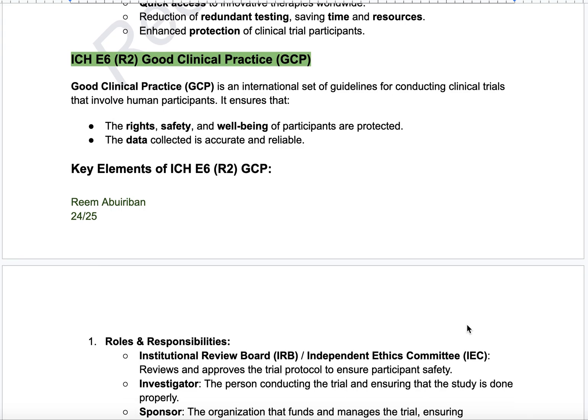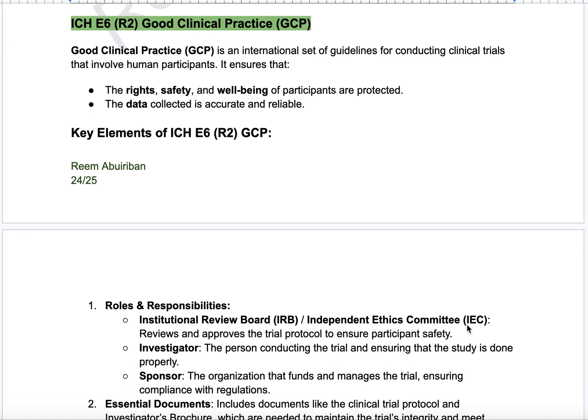Let's go to the other part of the lecture. ICH E6(R2), which means Good Clinical Practice. Good Clinical Practice is an international set of guidelines for conducting clinical trials that involve human participants. It ensures that the rights, safety, and well-being of participants are protected, and that the data collected is accurate and reliable.